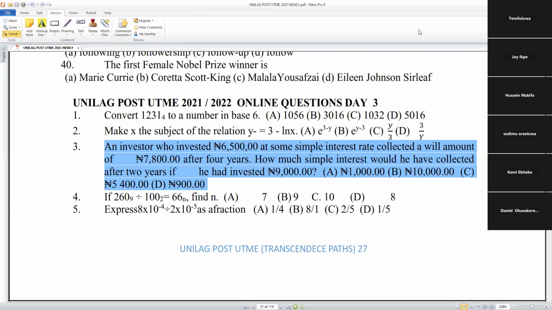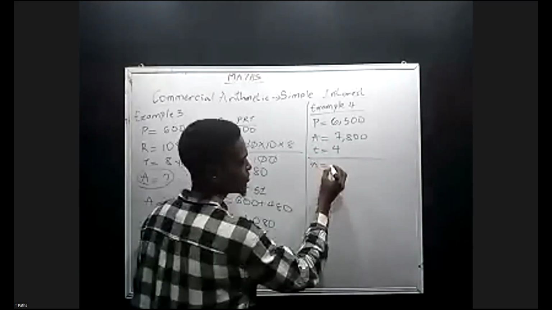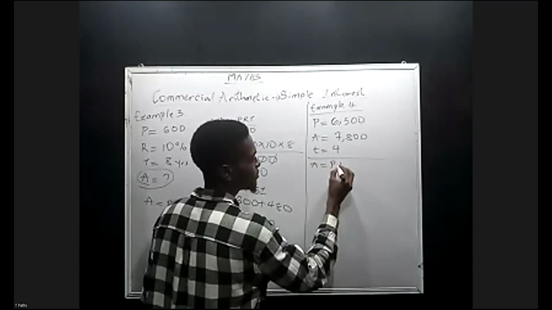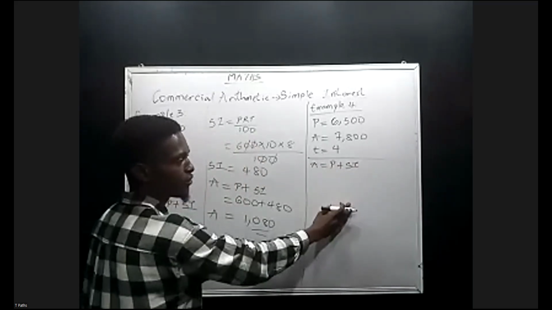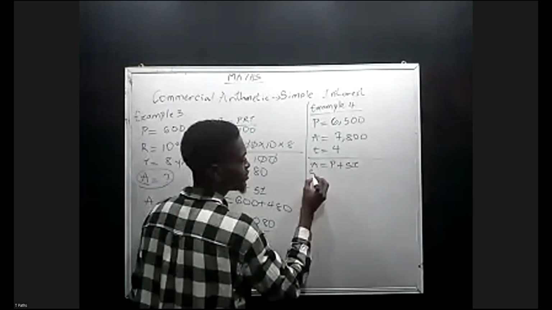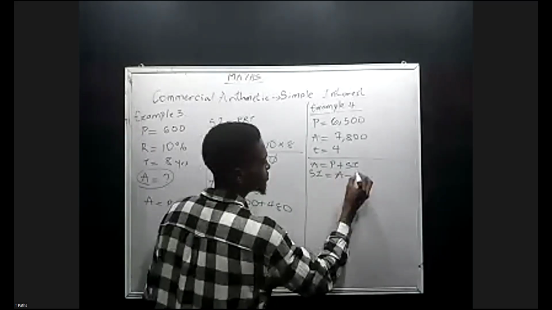We are given our principal, our amount, and the time. What's the first thing to do? When you see a question like this, the first thing to do is to look for the simple interest. How do you look for the simple interest here? The rate was not given. Coming back to our formula of amount, our amount is equal to the principal plus the simple interest. Taking subject of formula, we'll have our simple interest as the amount minus the principal.